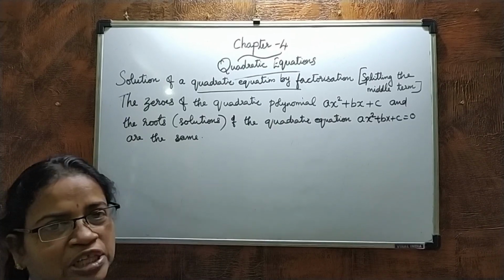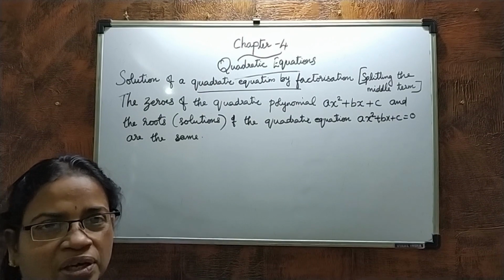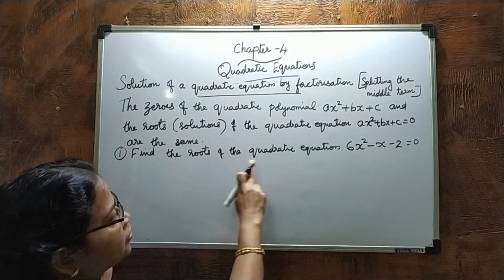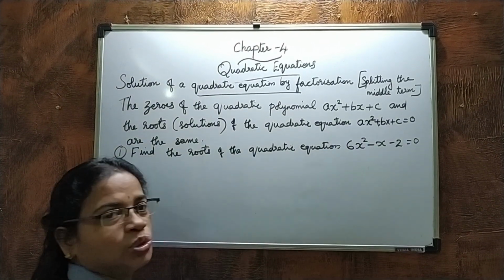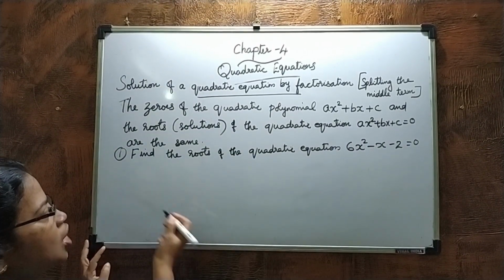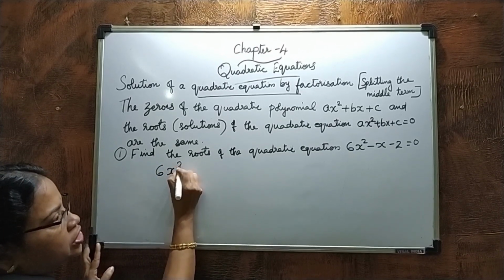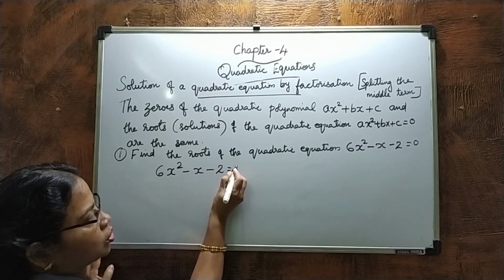Clear? So splitting the middle term, you know how to find it. From the 9th standard we are learning. So we will do some problems. This is the first question. Find the roots of the quadratic equation 6x square minus x minus 2 equal to 0. So how will you find it? First you have to write the equation: 6x square minus x minus 2 equal to 0.